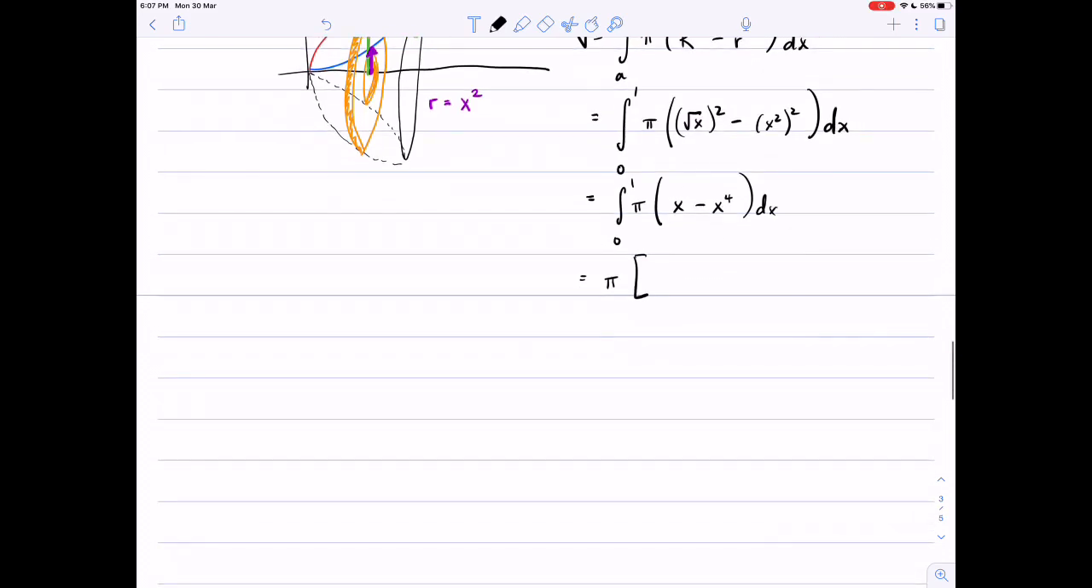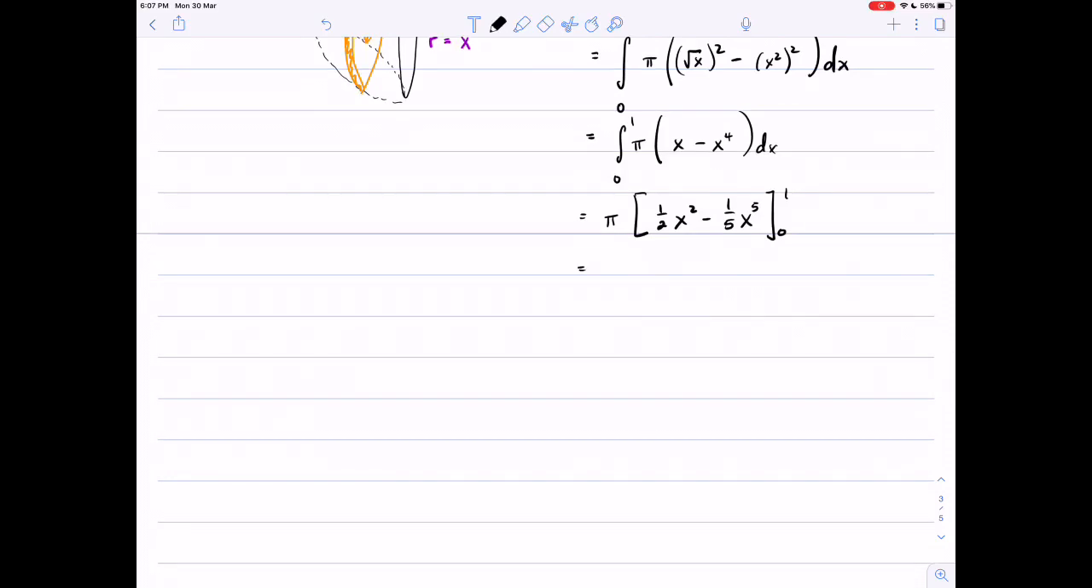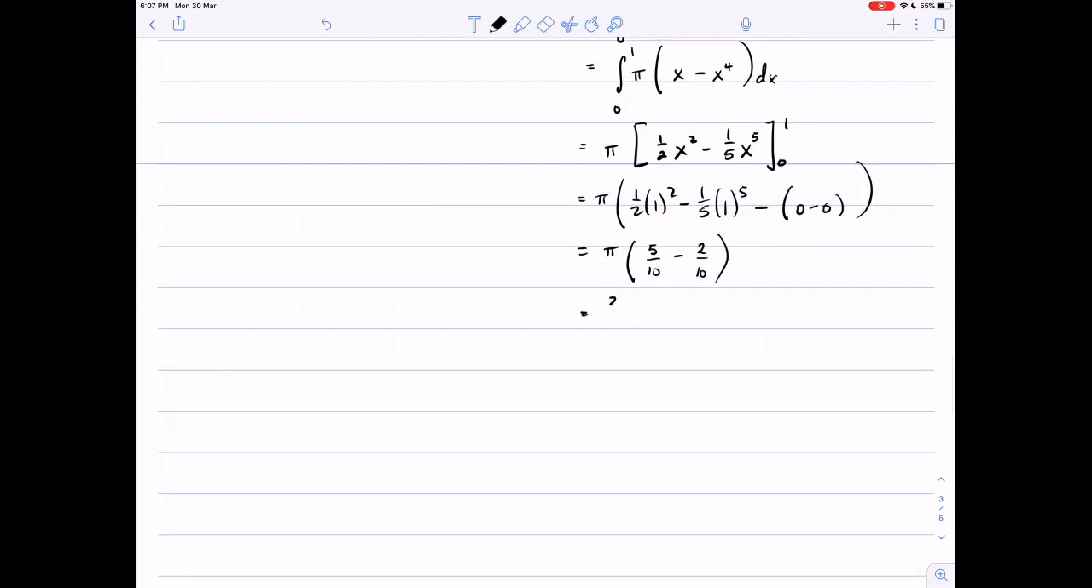Using FTC2, I need antiderivatives here. So 1/2 x squared minus 1/5 x to the 5th. Those are going to be evaluated from 0 to 1. And that is going to give me pi times 1/2 times 1 squared minus 1/5 times 1 to the 5th, minus 0 minus 0. And so this is pi times 1/2 minus 1/5. Let's put these both on 10. So 5 on 10 minus 2 on 10, which is going to give me 3 pi on 10 cubic units.